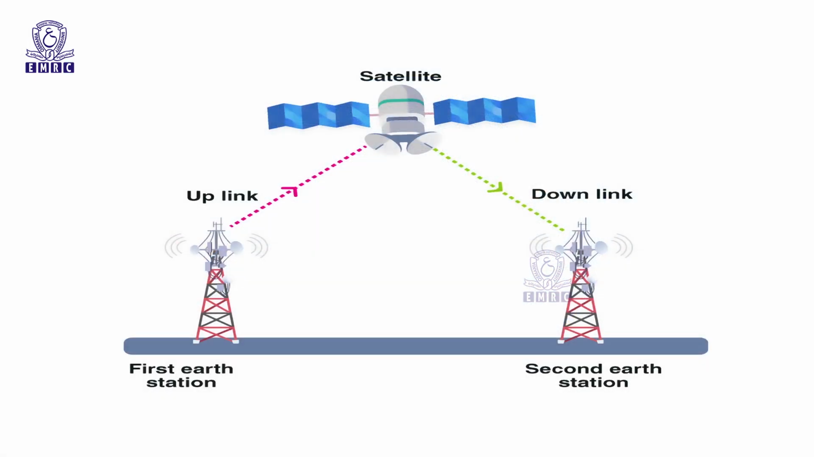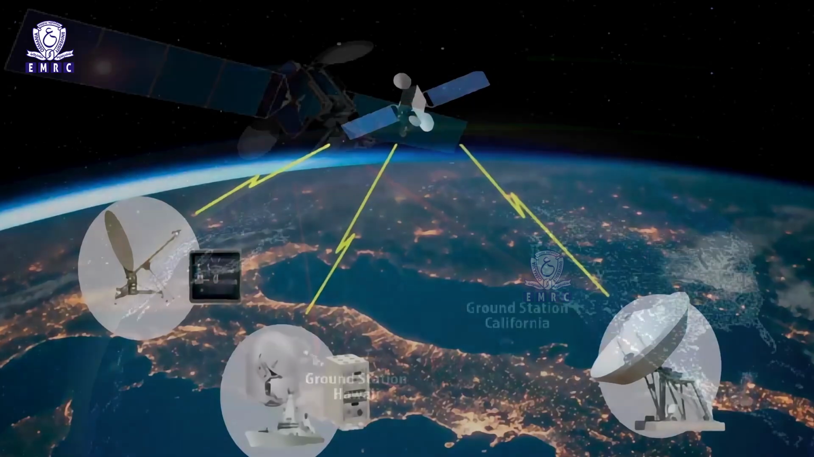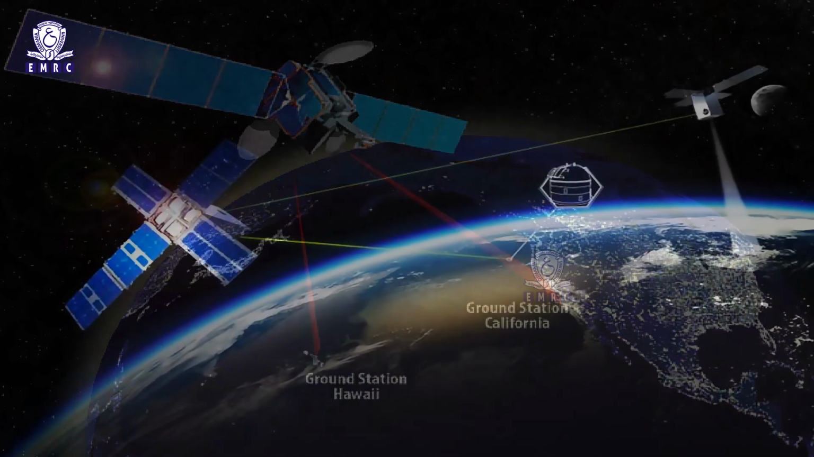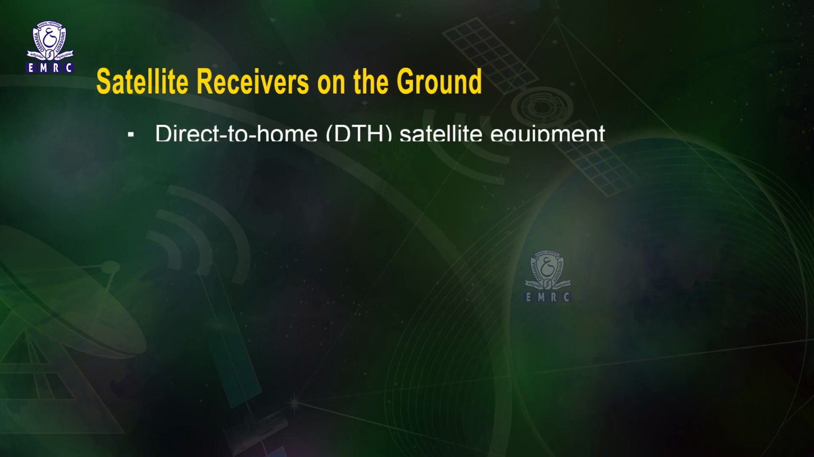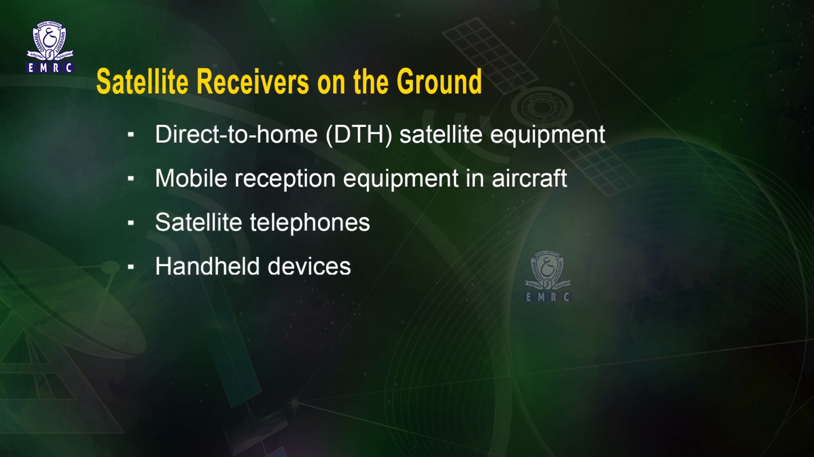A typical satellite link involves the transmission, or uplink, of a signal from the Earth station to the satellite. The satellite then receives and amplifies the signal and retransmits it back to the Earth, where it is received and re-amplified by the Earth stations and terminals. Satellite receivers on the ground include direct to home, that is DTH, satellite equipment, mobile reception equipment in aircraft, satellite telephones and handheld devices.